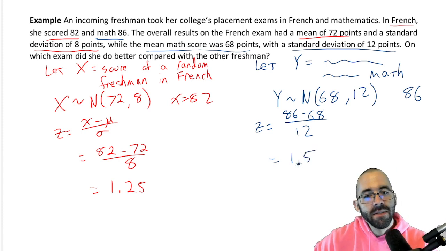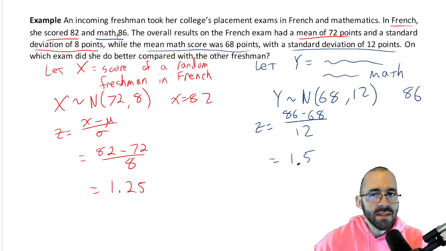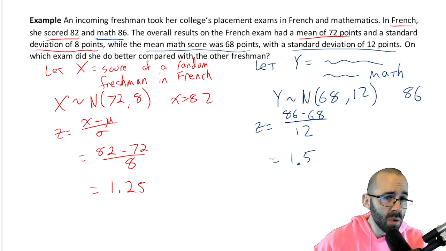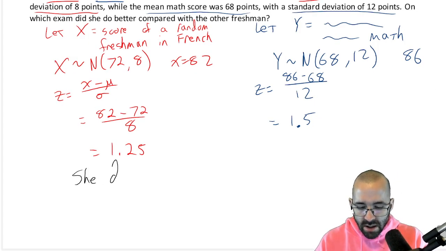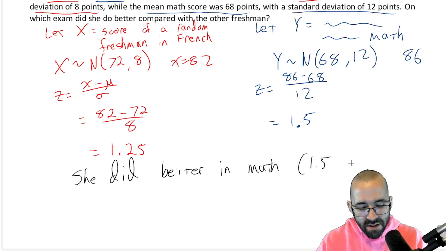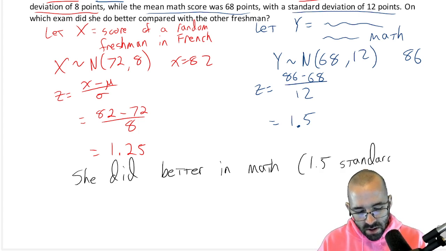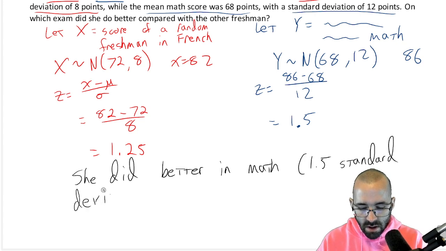So what did she do better on? Math. And it wasn't just because the math was a higher score. It wasn't just because the average in math was lower. It was a combination of all those things with the standard deviation. She did better in math, 1.5 standard deviations above the average.